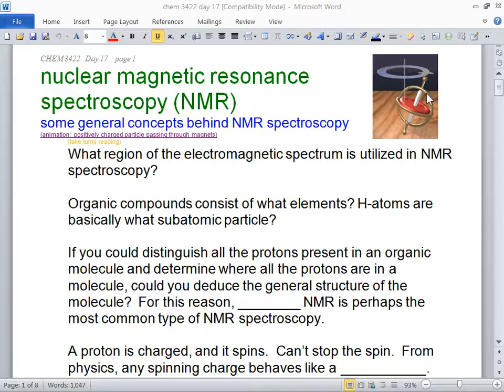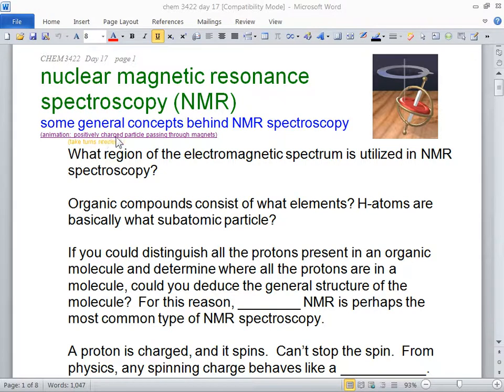But then it starts going like this. And you can't stop it. That's what they're trying to say here, that this gyroscope just starts going around with some frequency. And that is the key to NMR. It's odd, but that is the key to NMR spectroscopy, that little gyroscope doing this, its axis of rotation just rotating. Okay, so that's some general concepts behind NMR spectroscopy.